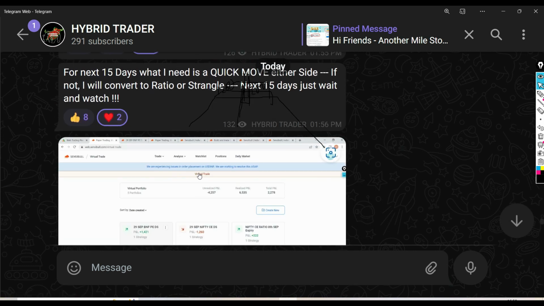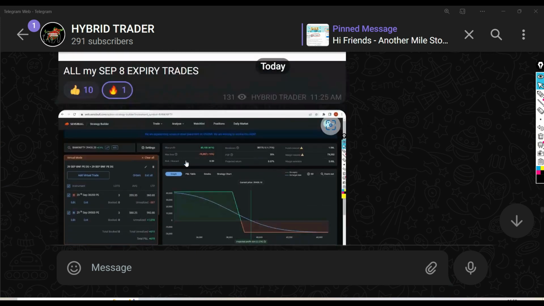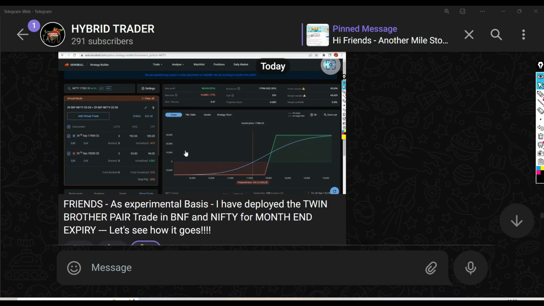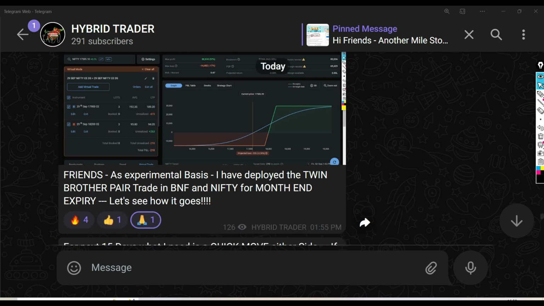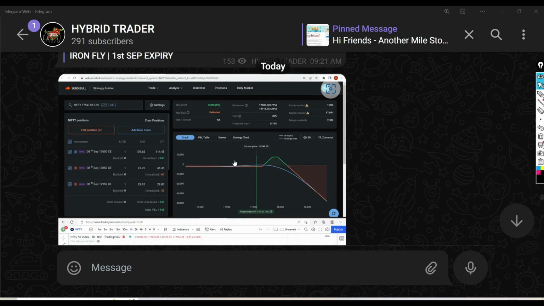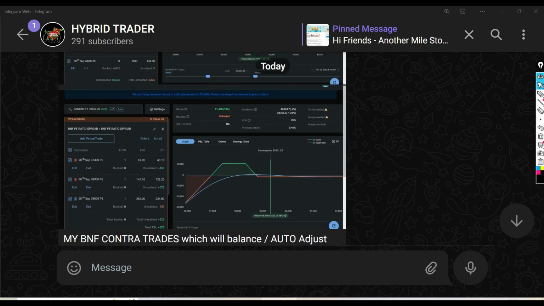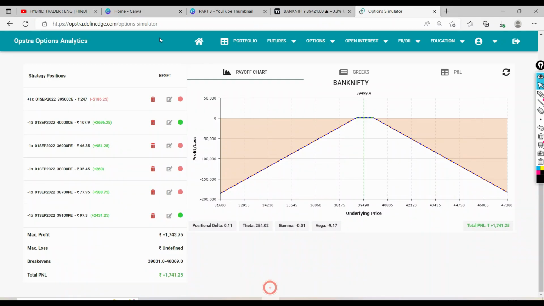See, this is what I do, right? I show my trade logic, what trades I'm taking. I've taken a 2 contra trade, friends, on an experimental basis. I've deployed a twin brother pair trade, wherein I already made like 1%, right? I'll be discussing the chart analysis, right? I'll share the adjustments I'm doing in my current trade.